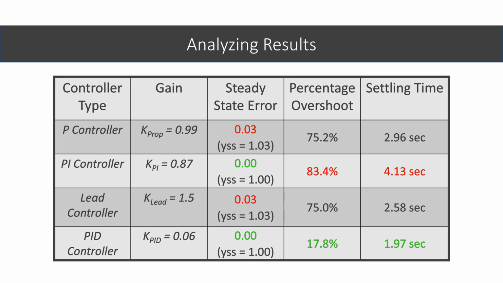But the PI controller and the PID controller had exactly 0% steady state error. The PID controller in this case was the best because it had the lowest percentage overshoot, a very small settling time, and the gains were interesting because the PID controller had a very small gain, which meant that the system is less sensitive.